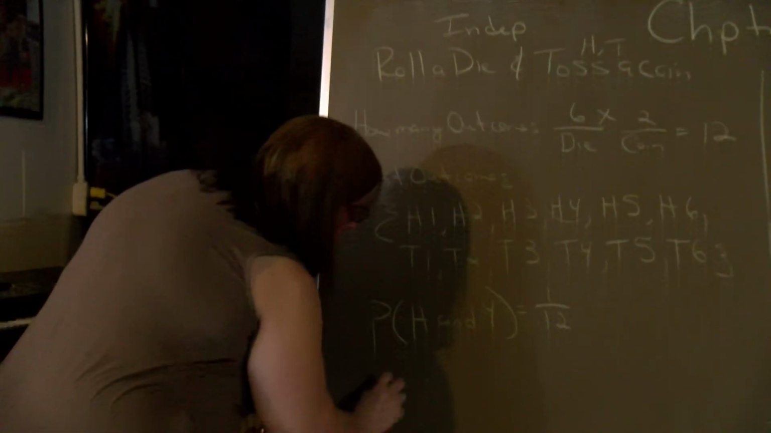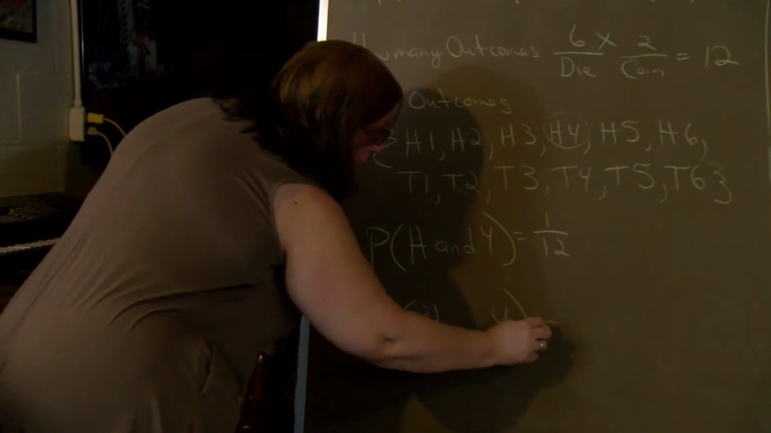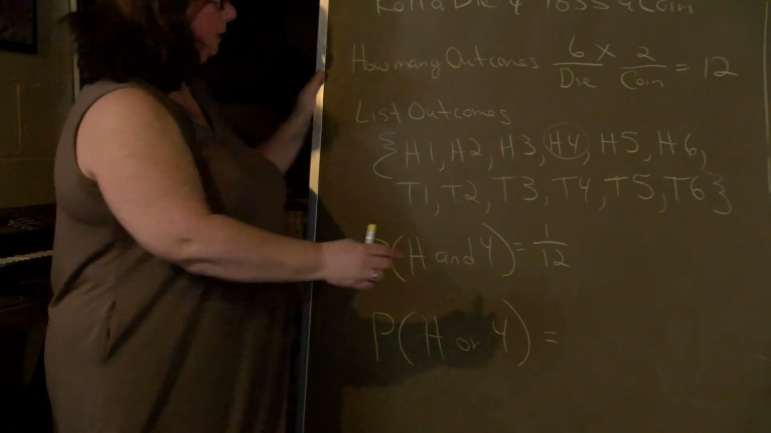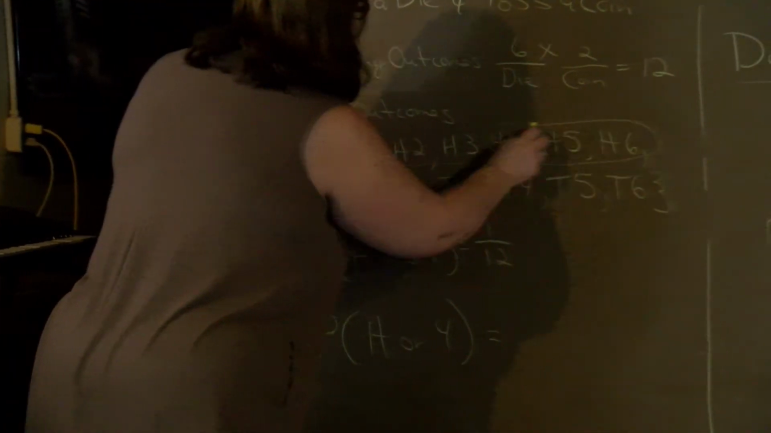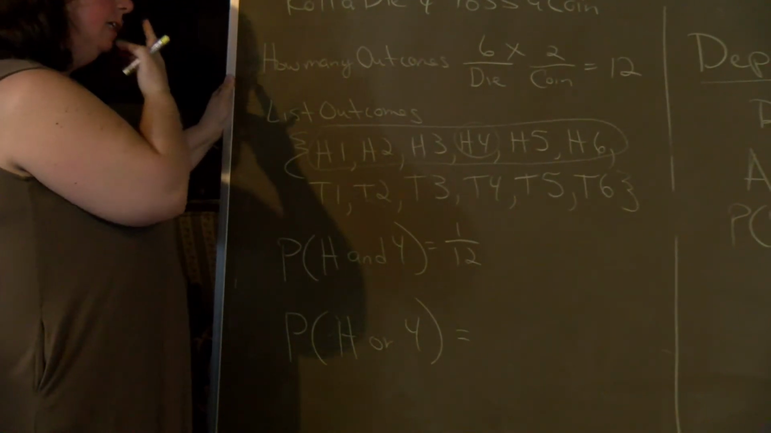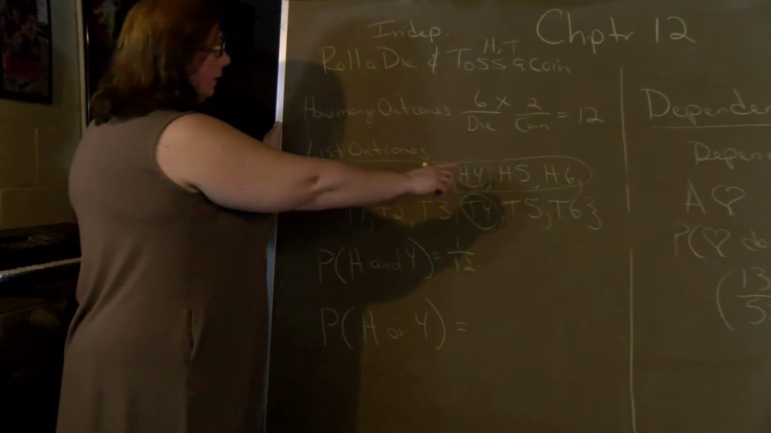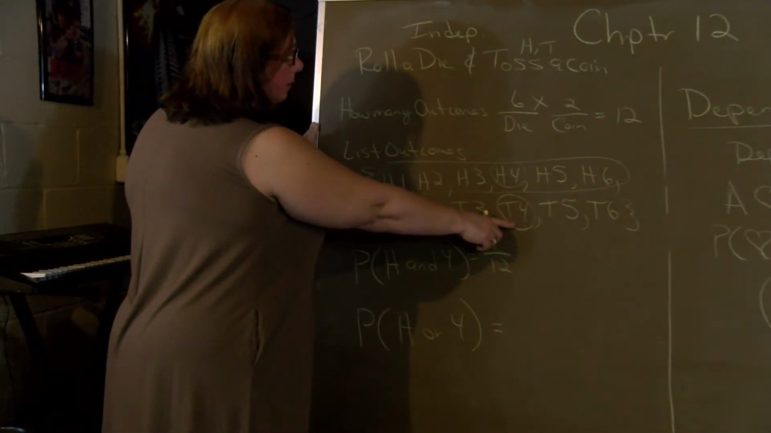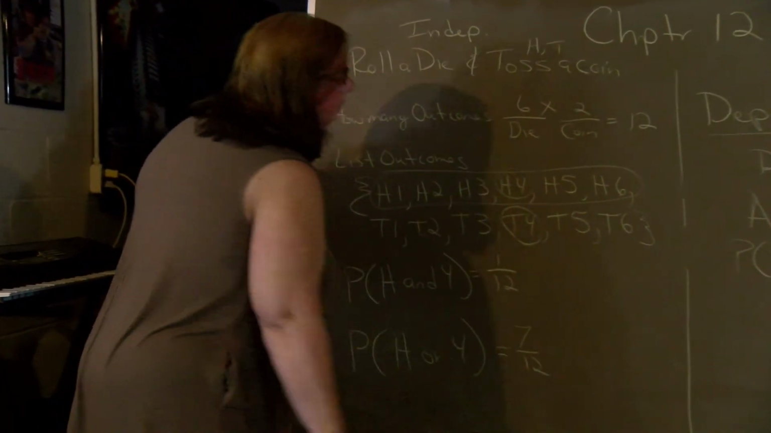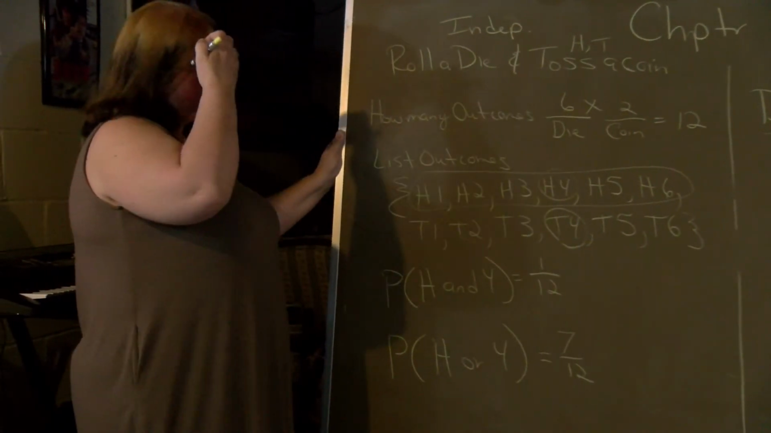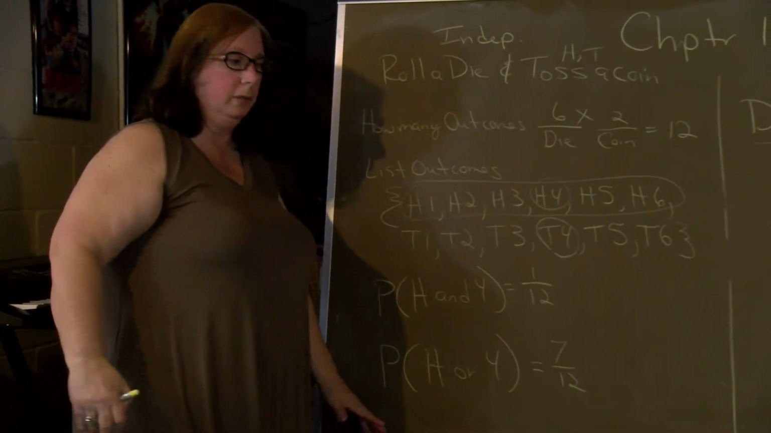Now you need to be careful of the wording because if we had "or," that would change our answer. A head or a 4: all of these are heads, and then this one's also a 4. So it's not only the 6, it's this one, 7. 7 out of 12. So you do need to be careful of the wording, whether it's an "and" or an "or."